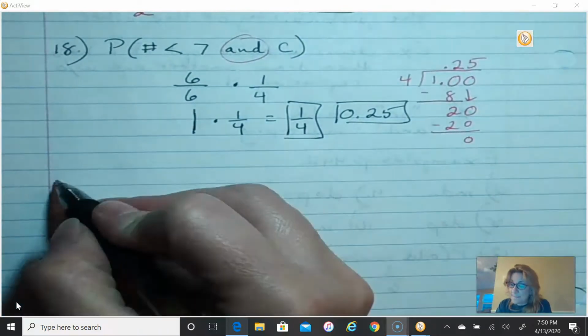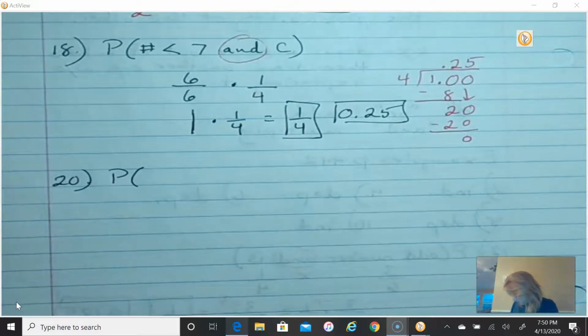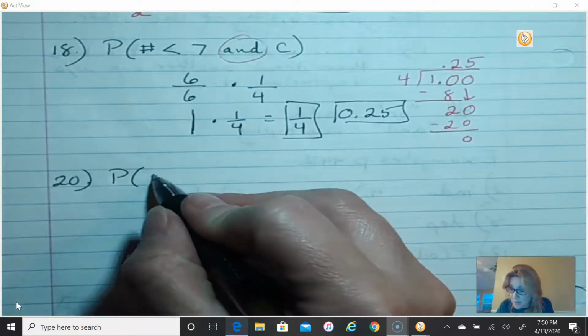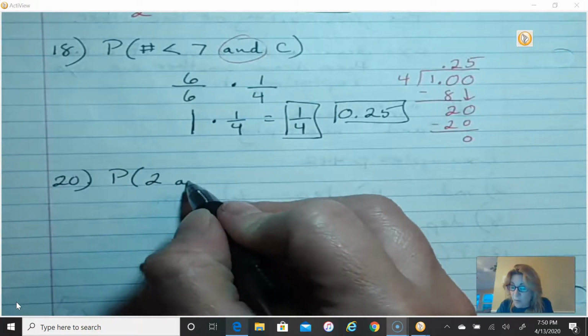All right, number 20. What's the probability of, oh, this is a different one. All right, read the directions. For 2 spins, okay, 2 spins. You only get 2 chances to spin that little spinner. Find each of the following probabilities. Express your answer as both a fraction and a decimal, rounded to the nearest thousandths. So let's say, what's the probability of getting a 2 and a 4?